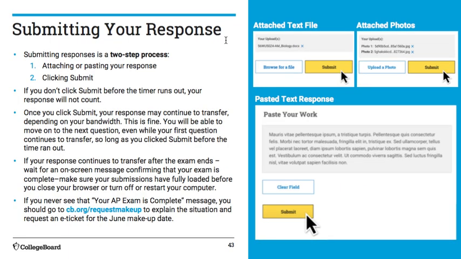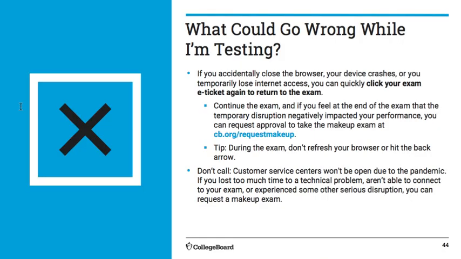Submitting your response. Once you hit submit, there is no turning back. Again, you need to make sure you see that your AP exam is complete. Otherwise, you need to immediately fill out this form to request the makeup date in June, which I believe is June 1st at 3 p.m. What could go wrong? If something goes wrong, request a makeup date, contact me, contact Mr. Van Kampen, make sure all the processes are followed.